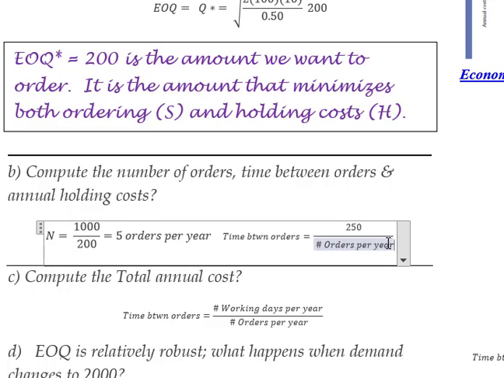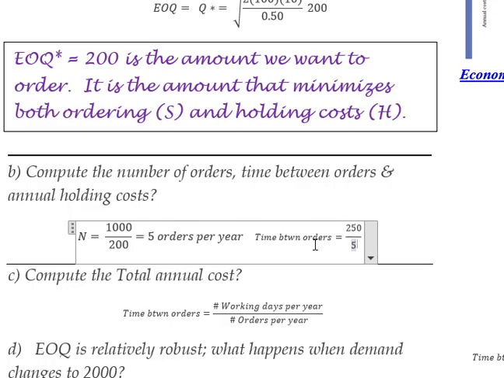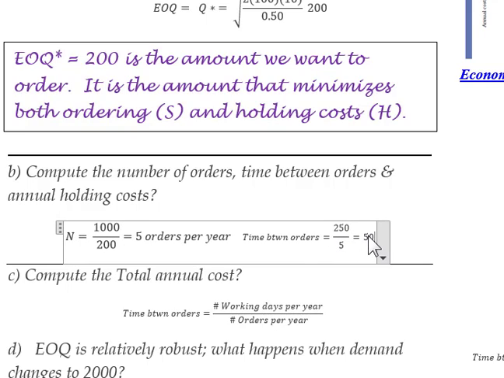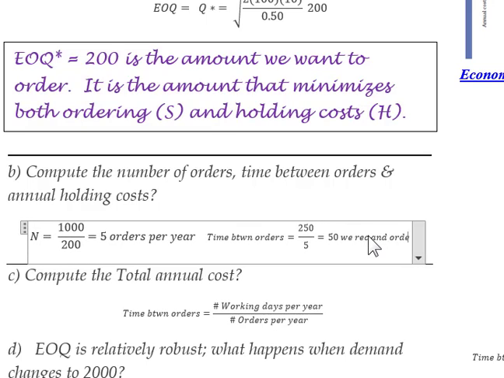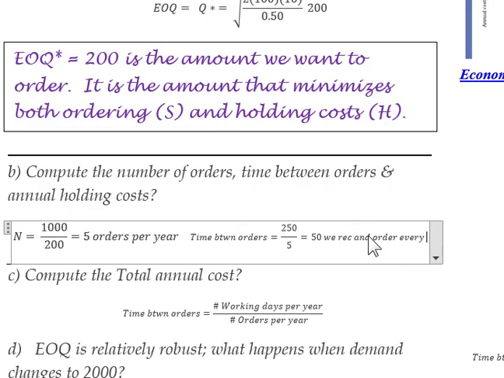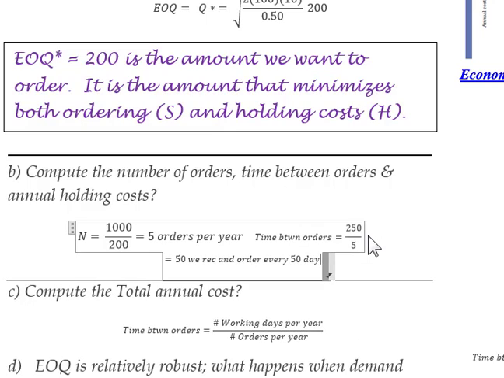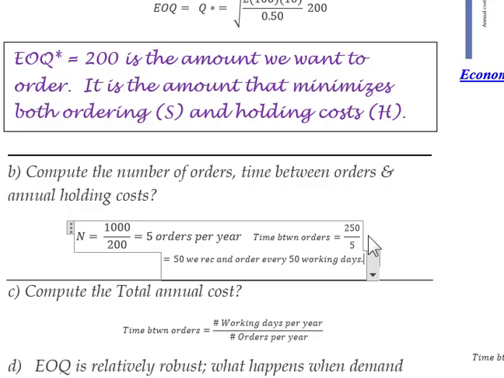And we're going to find out that we're going to get an order every 50 days. So we're going to put equals 50. So, to interpret that, we receive an order every 50 days, working days, I guess I should say. So that's what that tells us.